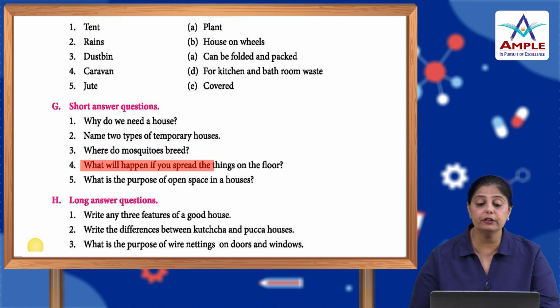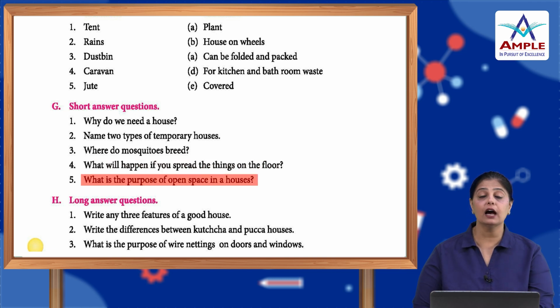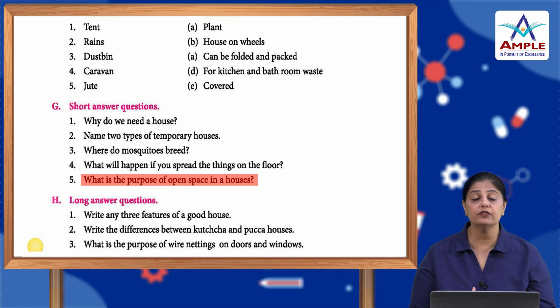What will happen if you spread the things on the floor? If you spread the things on the floor, someone might trip and fall. What is the purpose of open space in a house? Open space gives the air, more space to move around in the house. And then there is good circulation of air in the entire house.